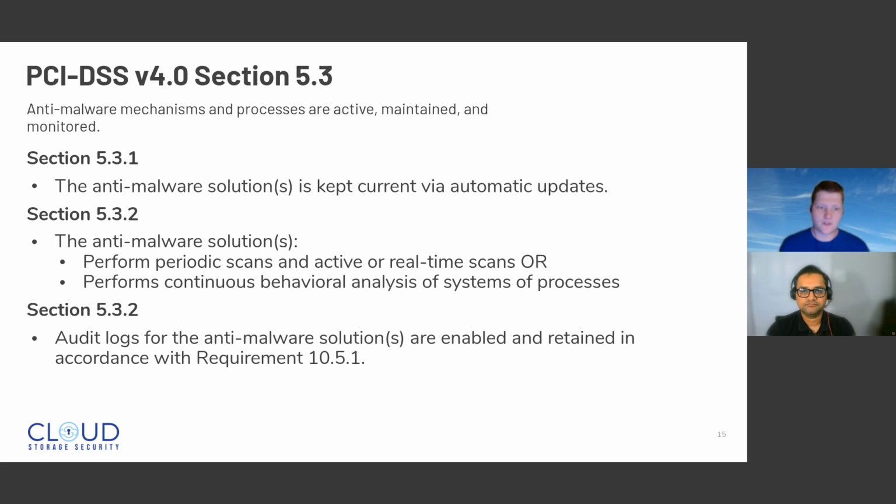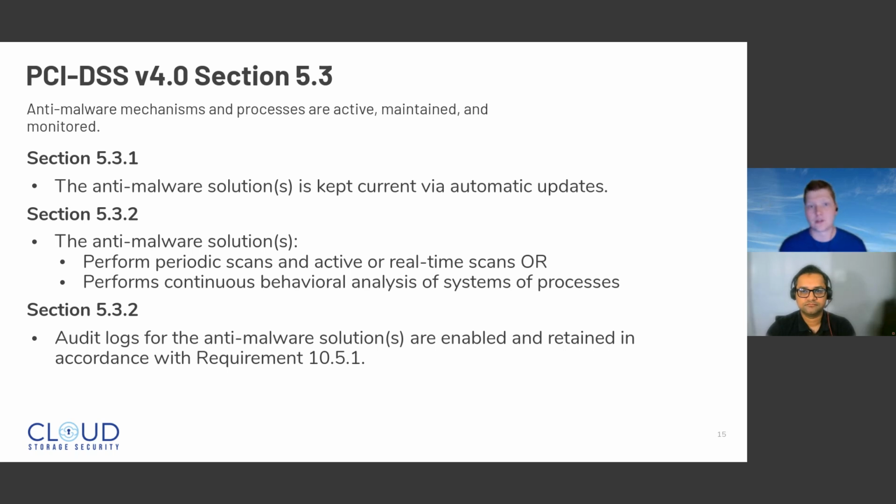Talk about section 5.3. We talked a little bit earlier about automatic signature updates. This is something that's extremely important, especially for organizations that maybe use other anti-malware engines and not their own. So it needs to automate. It needs to update automatically to make sure that those definitions are kept up to date as fast as humanly possible. In addition to that, they need to perform periodic scans.